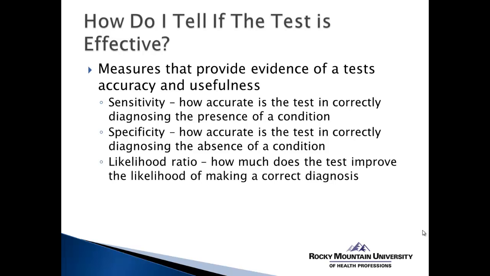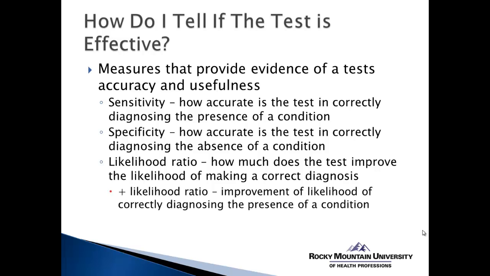And then likelihood ratios give us an idea of how well the test can improve our ability to make a correct diagnosis. So without a diagnostic test, we basically could flip a coin to decide if a person has or doesn't have an injury or a condition. So we have basically a 50% chance of being correct without any other kinds of diagnostic tools. But if we have a diagnostic test, what we want to try and find out is how well this test can improve our ability to make the correct diagnosis, to kind of take us beyond flipping a coin or having a 50% chance of being correct.